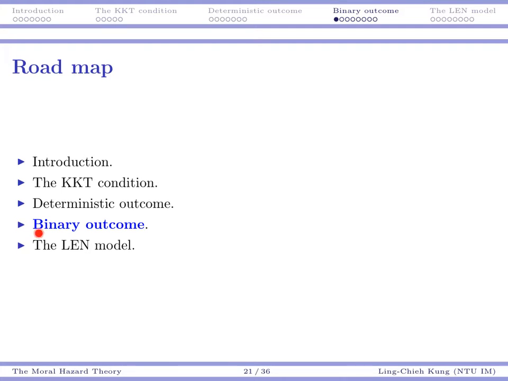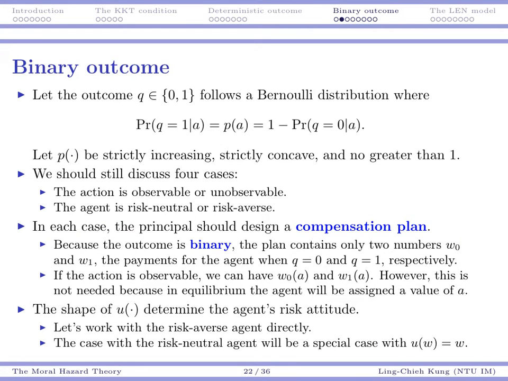Okay, so let's study the binary outcome model, in which the outcome is not going to be deterministic anymore. There are all kinds of ways to model a random outcome. The easiest way is to say the outcome is binary, which means the outcome follows a Bernoulli distribution with two possibilities. So let's call them 0 and 1.